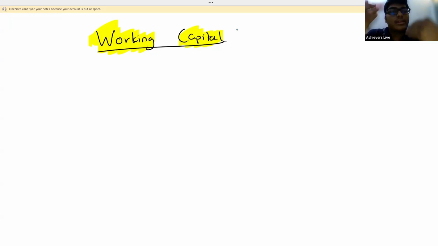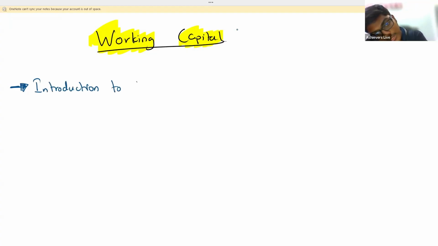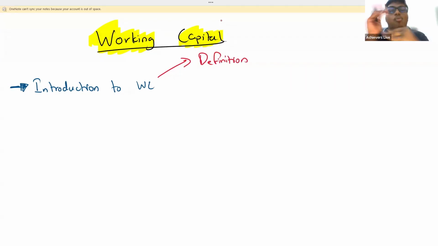Next area which we are going to quickly go through is working capital management. So we're going to start off with looking at the introduction to working capital. Under that, the first thing which we looked at was the definition. What is the definition of working capital? Working capital is the cash or the money which is needed for the day-to-day operations of the business.